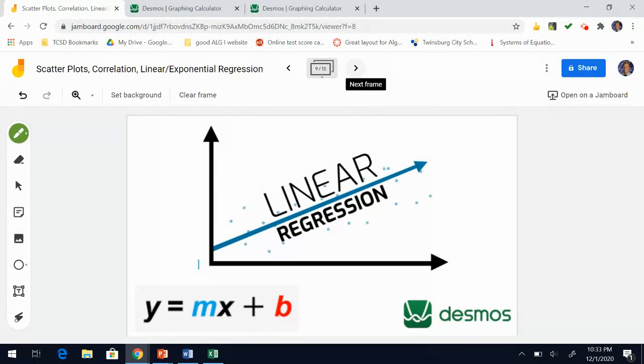All right, linear regression. I love this image. I don't know why, so I copied and pasted it for this one. y equals mx plus b, because what does that make? A linear line, right? And of course, we're going to use our bestie here, Desmos, okay?